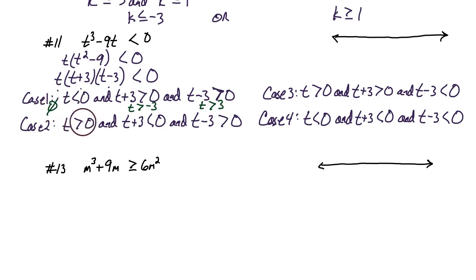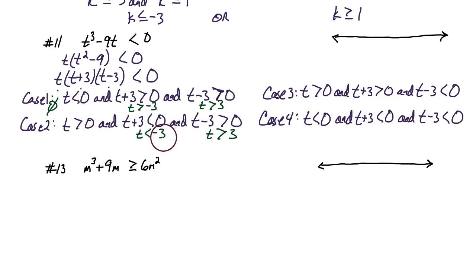Now case number 2. This first piece is good to go, but this one here we could subtract 3 from both sides. And this one here we can add 3 to both sides. Now let's read all three of these and think about what it's saying. T is a number that is greater than 0, and at the same time it's less than negative 3.